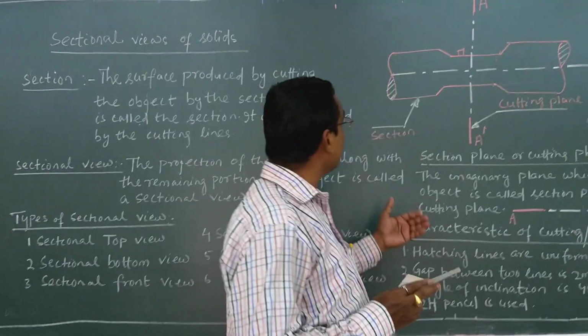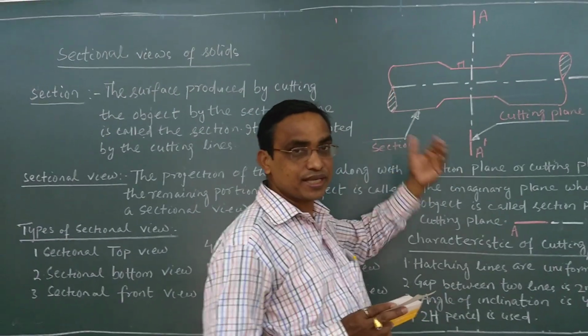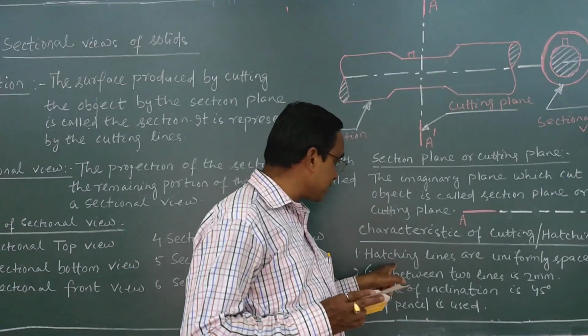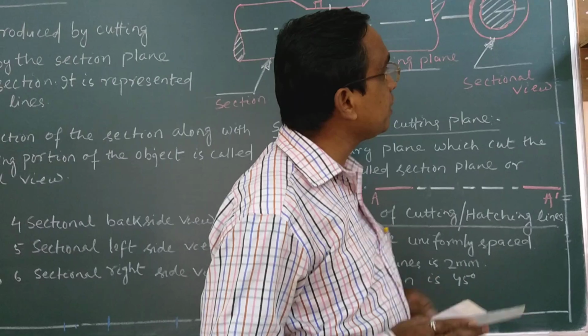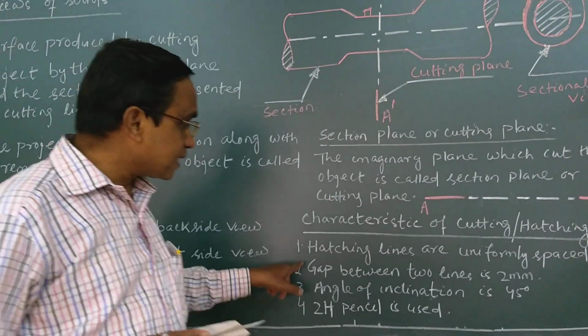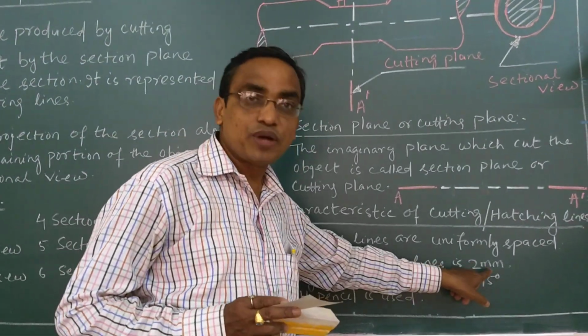Then how will we draw the cutting lines? It has some characteristics. The first characteristic is hatching lines are uniformly spaced. Gap is uniform. The gap between two hatching lines is 2 mm.